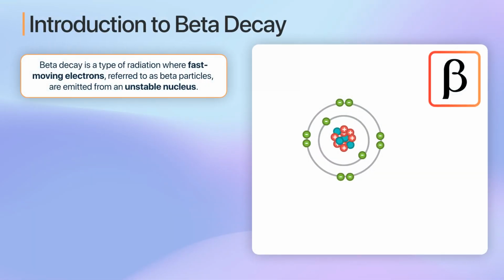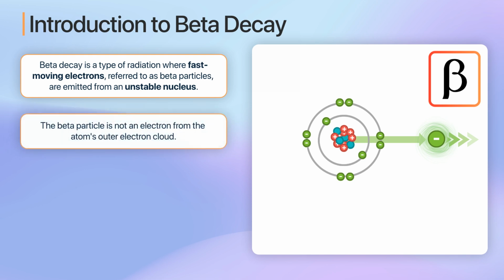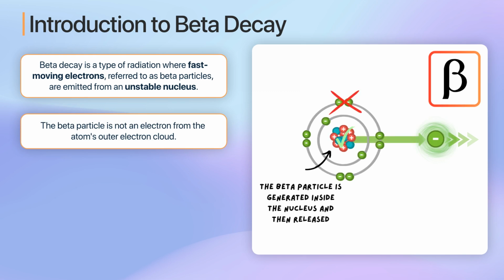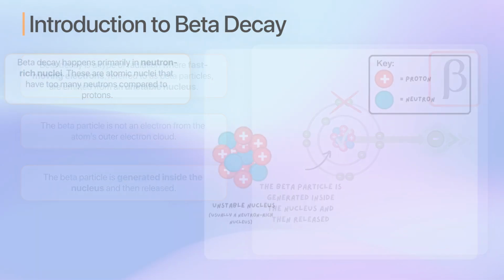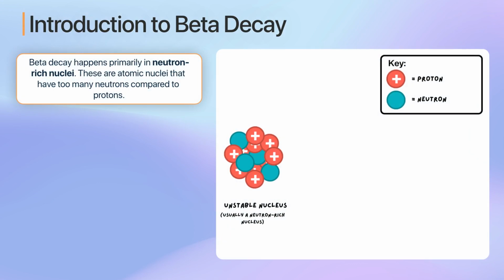Beta decay is a type of radiation where fast-moving electrons, referred to as beta particles, are emitted from an unstable nucleus. One important thing to note is that the beta particle is not an electron from the atom's outer electron cloud. Instead, it is generated inside the nucleus and then released. Beta decay happens primarily in neutron-rich nuclei. These are atomic nuclei that have too many neutrons compared to protons.